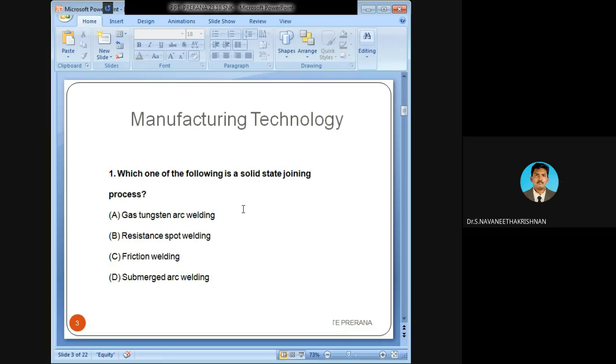Another one is submerged arc welding, where the welding material is joined while submerged. So these are the four types of welding. Which one is the solid state joining process? Give me the answer for that. Tell me the answer. Which type of welding is the solid state joining process?